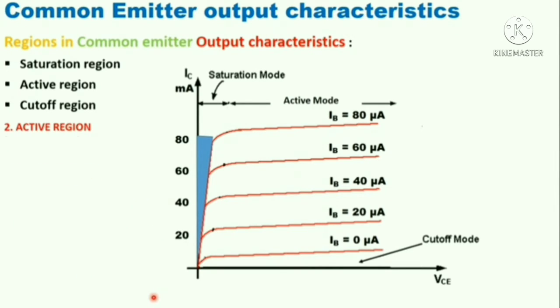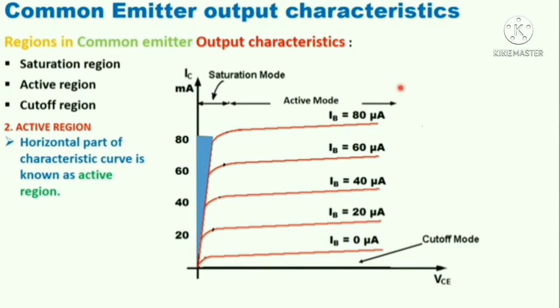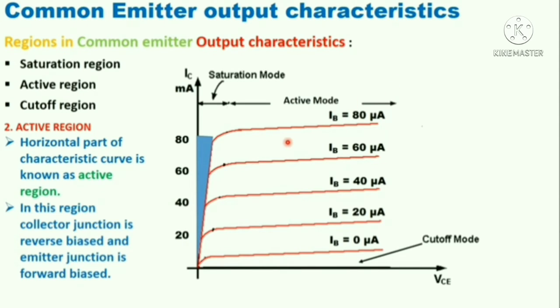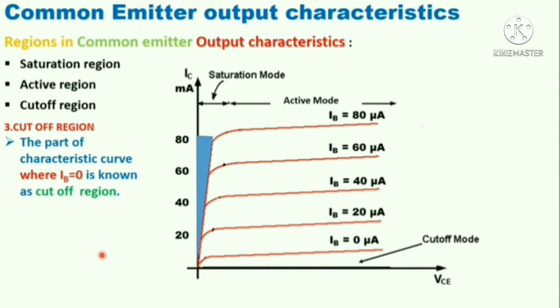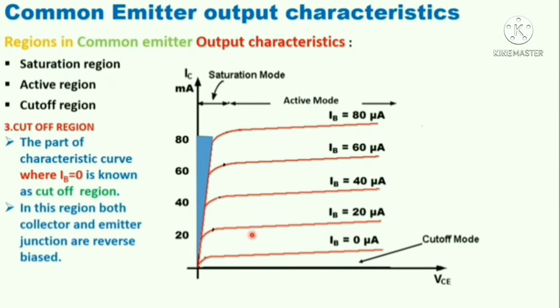Second, we have active region, which is the horizontal part of the characteristic curve. In this region, collector junction is reverse biased and emitter junction is forward biased. Third, we have cutoff region. The part of characteristic curve where IB is equal to 0 is known as cutoff region, when we take base current equal to 0 microampere. Area under this curve is known as cutoff mode. In this region, both collector and emitter junctions are reverse biased.